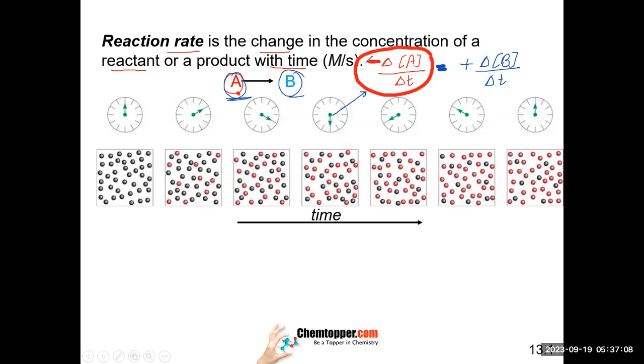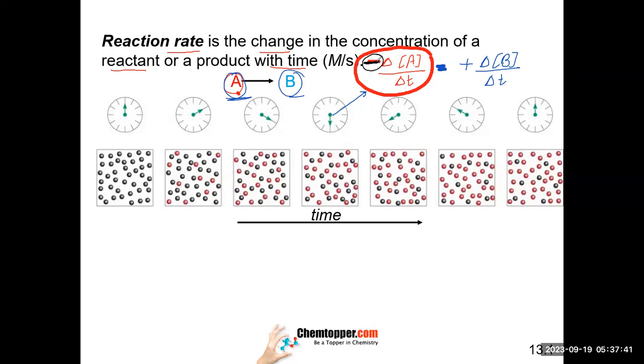So what is the meaning of the negative sign here? Children, please type it here. What is the meaning of negative sign? Can you type it fast, children? Save my time. All of you know it? Yes, Yusuf. It means the concentration of A is decreasing. Concentration of A, Jyoti, is decreasing.